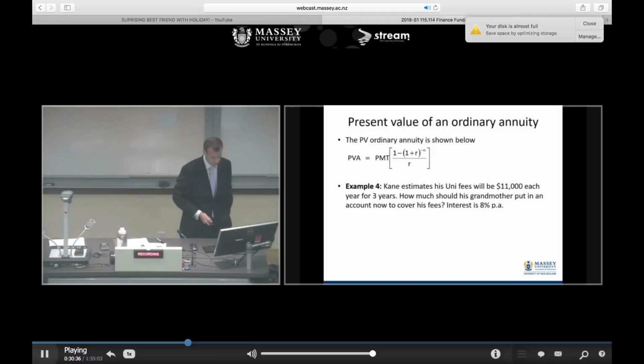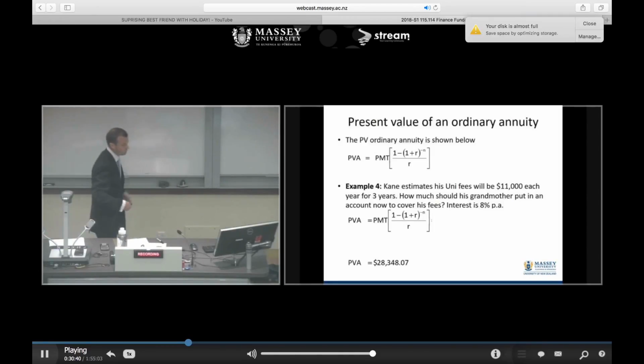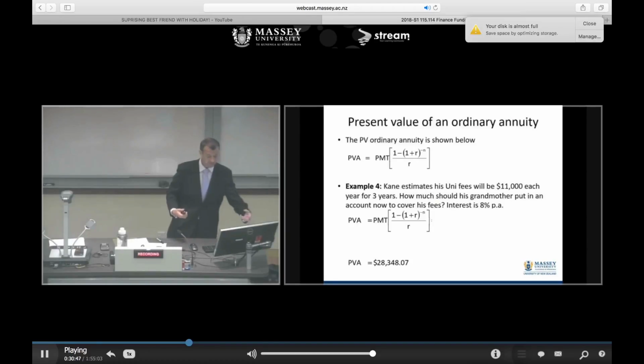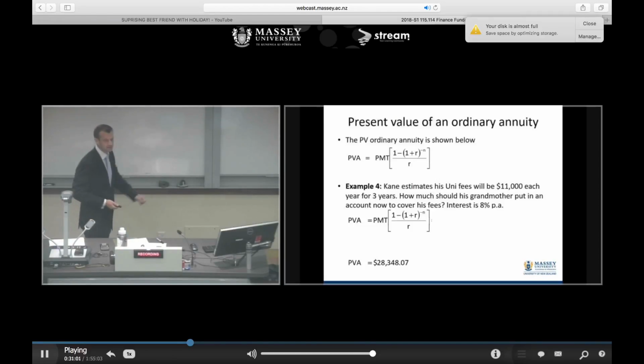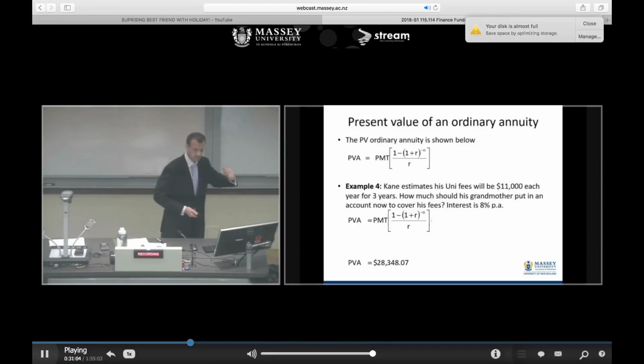So first thing you need to do is extract the information. So you're looking for things like payment. And payment, there'll often be words around it like each year or every year. In other words, it's something that's happening over and over again. So the 11,000 must be the payment, and it's happening for 3 years, so N will be 3 and R will be 0.08. So we can plug the information in now.